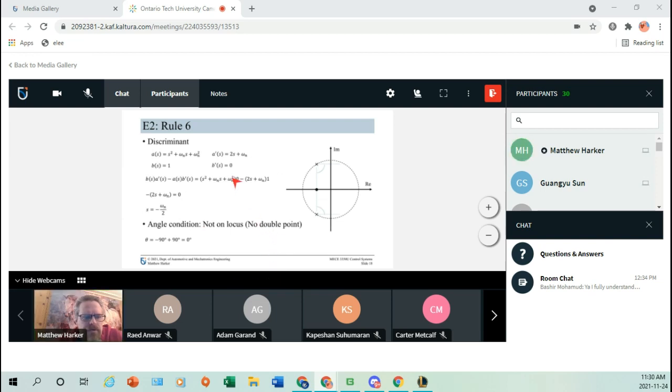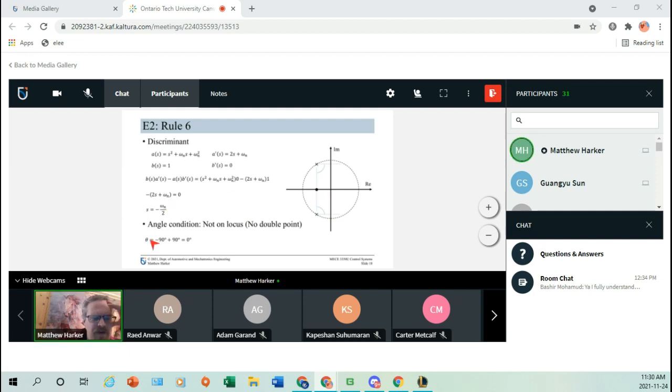Good. Our double points. So we'll just formally go through this. And we see we have that a, so the denominator of the loop transfer function. We take its derivative. We have the numerator and its derivative. And basically we'll go through this. Discriminant here, we find this thing here, the 0 helps a bit. And we solve this, we end up with this value here, which is that point there.